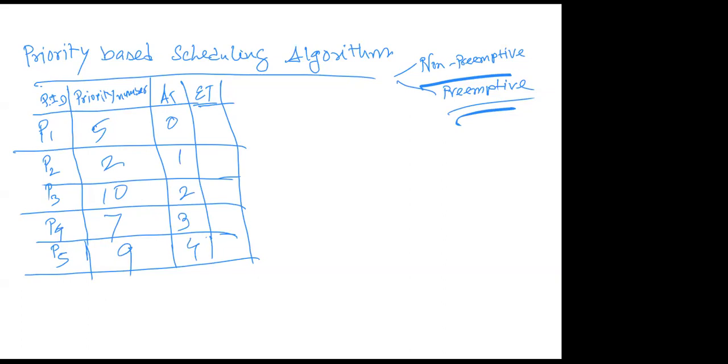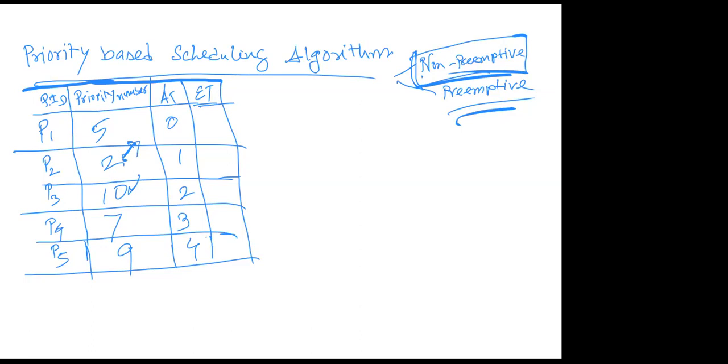So let's consider this is non-preemptive. At first, we check the non-preemptive priority-based scheduling algorithm. Let's see how it works. About the priority number, you can take a note here, because this is an important concept for priority-based algorithms. The priority number depends: the highest number can be the highest priority, or the lowest number can be the highest priority. It depends on how you implement the algorithm.